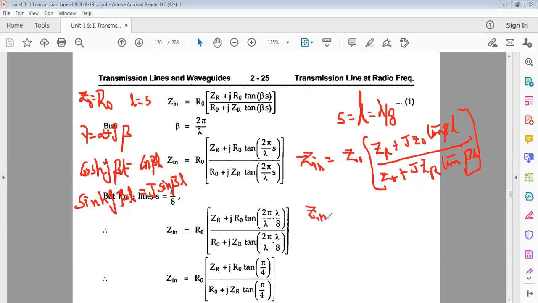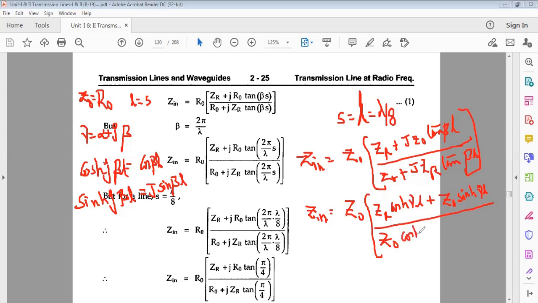So actually Zin is equal to, we know the formula here, Z0 into (ZR cos hyperbolic gamma L plus Z0 into sine hyperbolic gamma L) whole divided by (Z0 into cos hyperbolic gamma L plus ZR into sine hyperbolic, actually it is Px, not gamma.